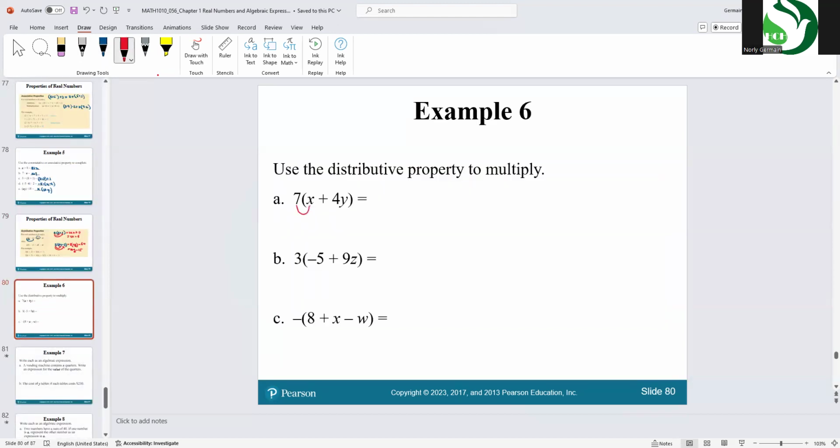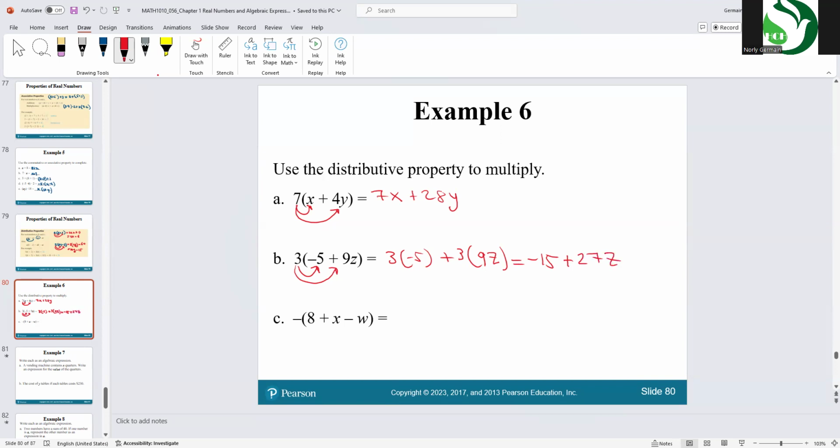Here, we can distribute with this one. That gives you 7x, and 7 times 4y. Remember, you multiply the real numbers with the real numbers. 7 times 4 is 28, and y. With the negative, it's very important to know that you do 3 times negative 5 plus 3 times 9z. Now, 3 times negative 5, a positive times a negative gives you negative 15. 3 times 9, remember, you must multiply the real numbers together. That gives you 27z by itself.